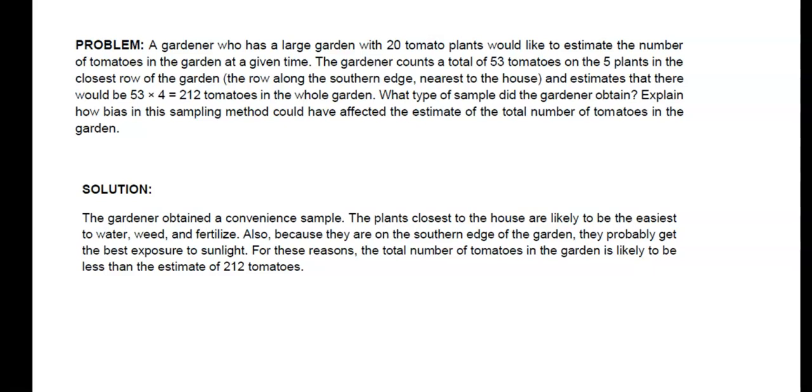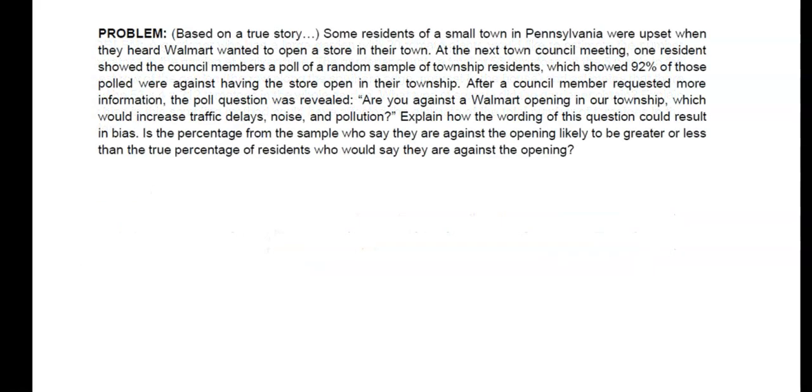This is like a convenience sample. The plants closest to the house are likely the easiest to water, weed, and fertilize. Oh, that's probably true. And because they're on the southern edge, they probably get the best exposure to sunlight. For these reasons, it's very possible that the actual number of tomatoes in the garden is less than 212. So again, I like that they pointed out that was a convenience sample. Just choosing the closest row to you is very convenient. It wasn't chosen randomly, right?